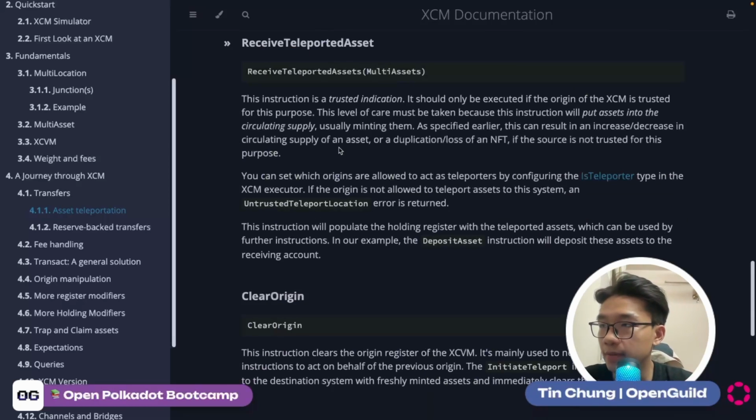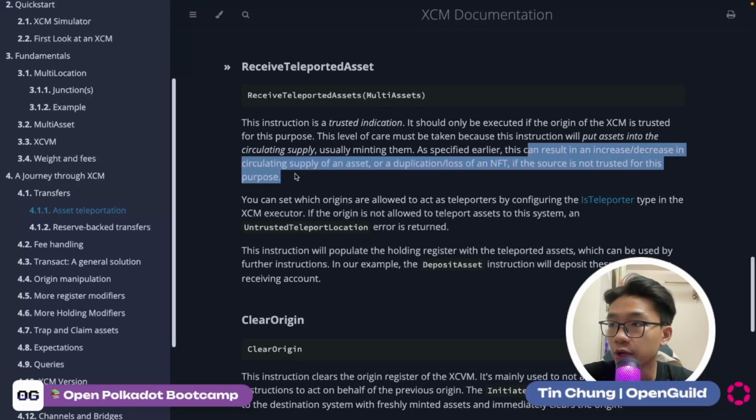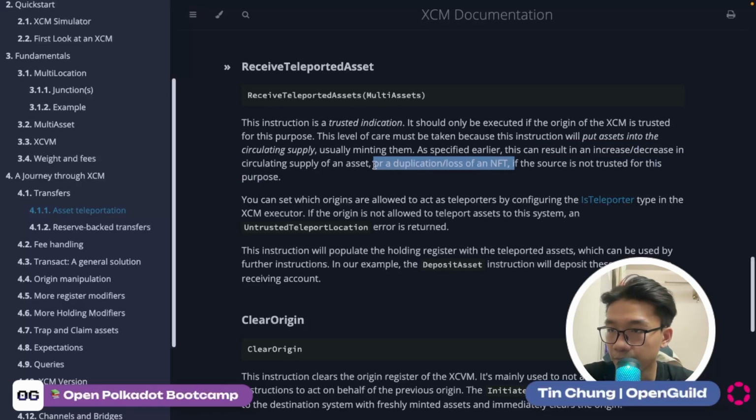Receive teleported asset: this instruction is trusted by indication. Remember, the source has to trust the destination if you want to do the teleport. It should only be executed if the origin of the XCM is trusted for the purpose. This level of care must be taken because with this instruction we put the asset into the circulating supply, usually minting them. As specified earlier, this can result in an increase or decrease in circulating supply of an asset, or duplication or loss of an NFT if the source is not trusted for this purpose.